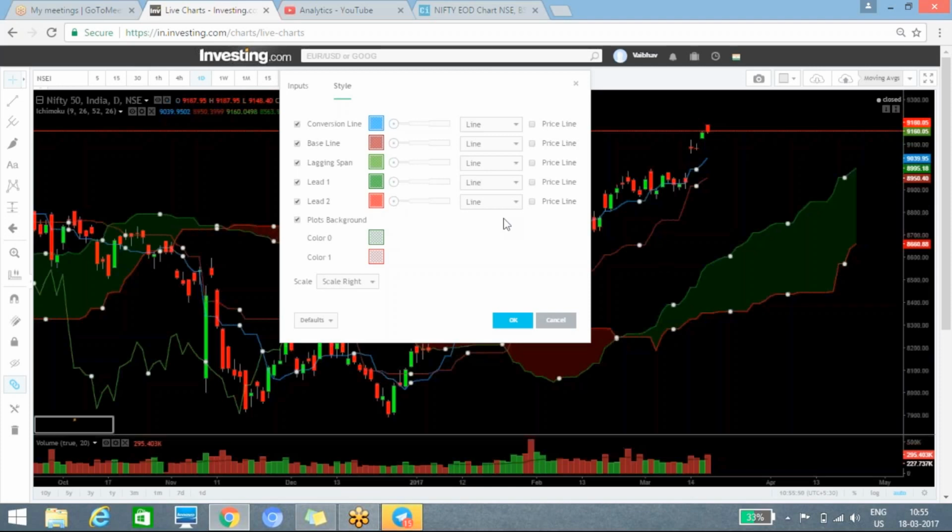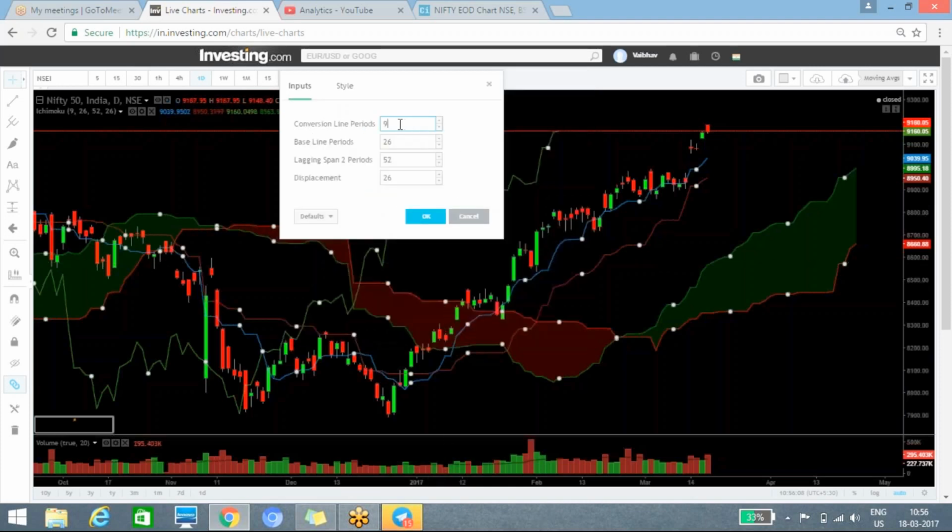One is the Tenkan-sen line. Tenkan-sen line is the 9 period line. See the conversion line, period 9. That is the Tenkan-sen line.